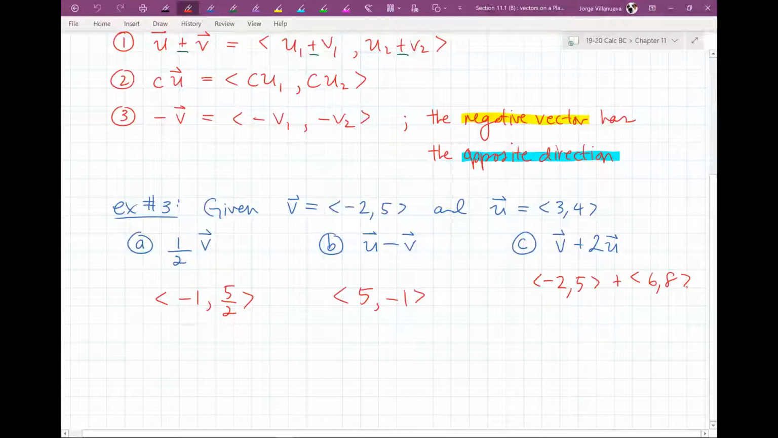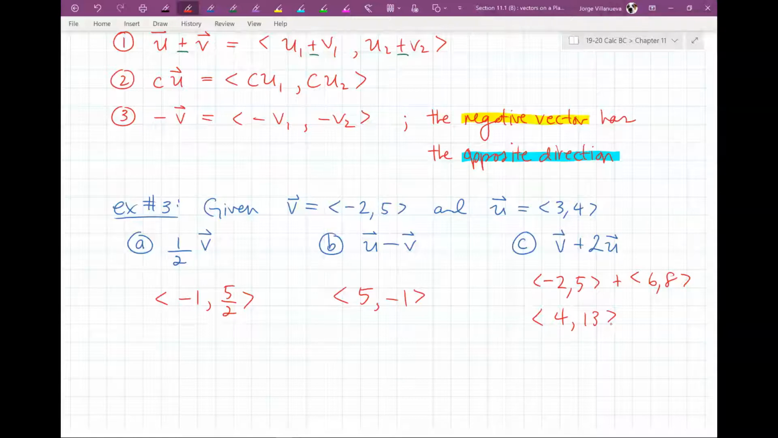Vector v plus twice u. So there's twice u, 6 comma 8. Now just add them together. This would be 4 comma 11, right? No, 13. Sorry. 4 comma 13. So that's that example. So that's applying the vector component, addition, subtraction, multiplication, etc. That's what they're wanting us to do.